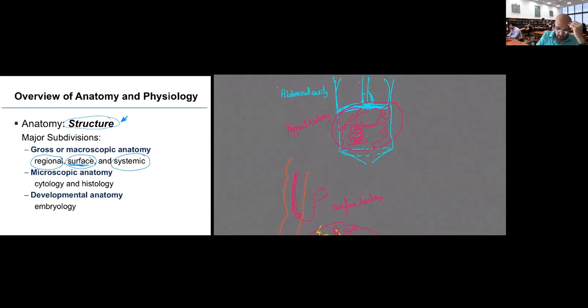Microscopic anatomy is something that we can't see by eye. It's too tiny. Micro is small, and scope means vision. So this is something too small to see with the eye, so we need a microscope in order to illustrate and describe the structure.